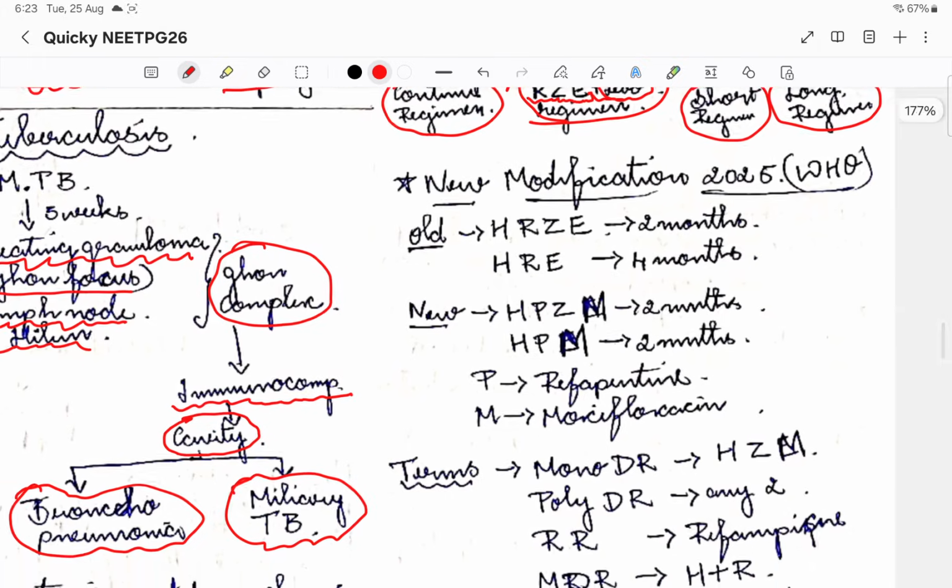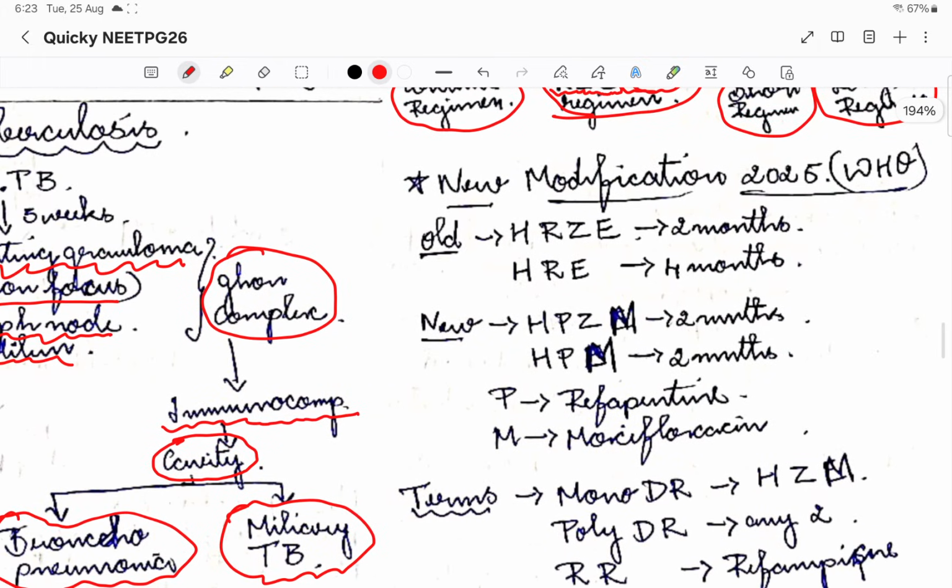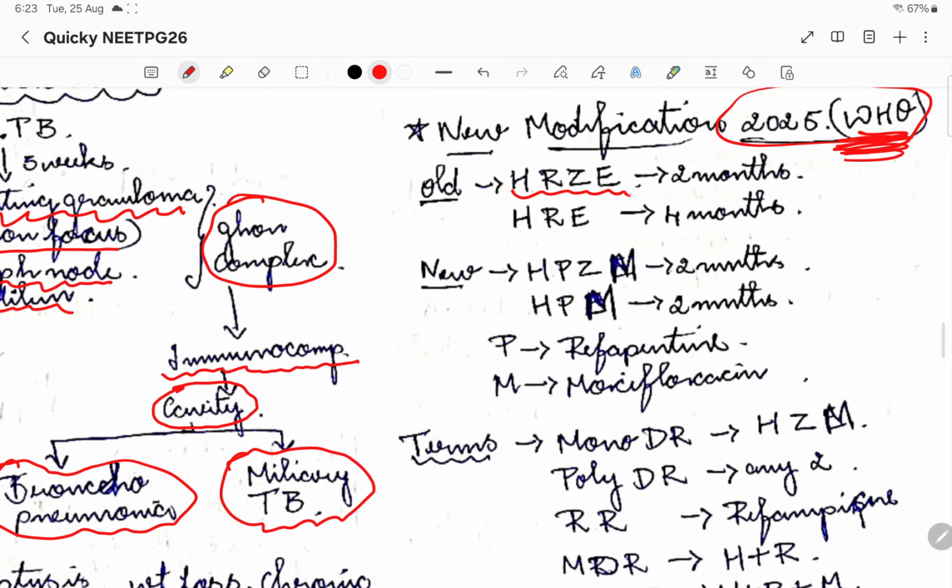Now I told you there is a modification that has been made by the WHO regarding the treatment of TB. It is the WHO guidelines, not the NTEP guidelines. Please remember this. This is the WHO guidelines for 2025. The old one was HRZE. HRZE for 2 months was given, and then after 2 months, HRE was given. Pyrazinamide was stopped, and we start giving the 4-month regime of HRE. So this was the old regime that we used to do.